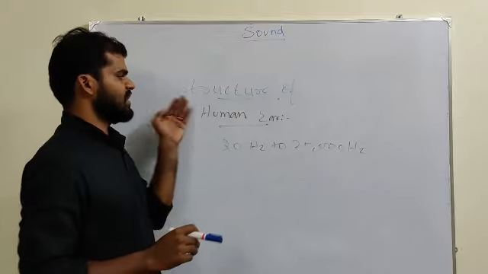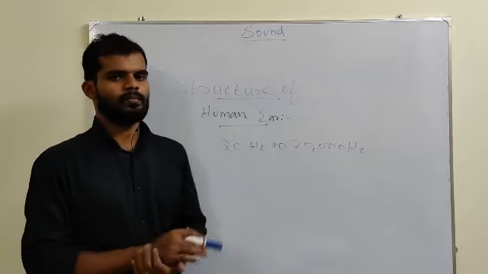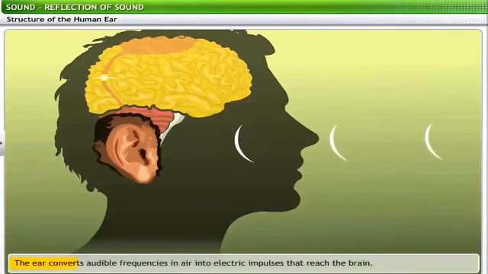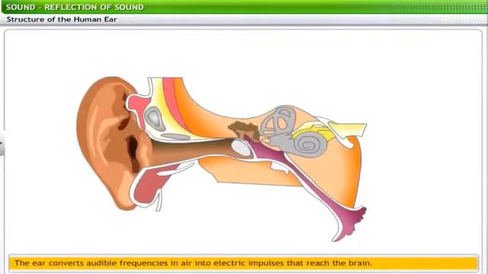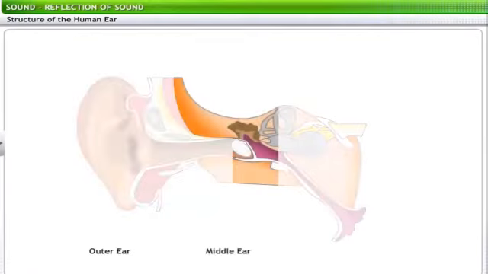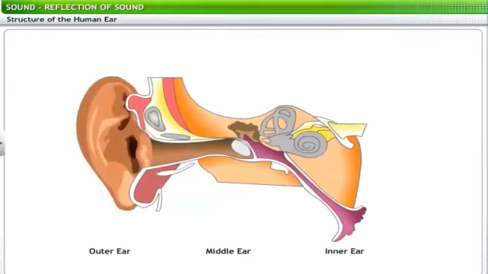Let us see the structure and the functions of the human ear with a video. The human ear. The ear converts audible sound waves in air into electric impulses that reach the brain, enabling us to hear. Here, you can see the structure of the human ear. The human ear is categorized into three main parts: the outer ear, middle ear, and the inner ear. Let's see how these parts work together to produce the sensation of hearing.